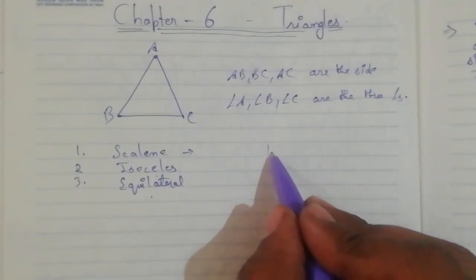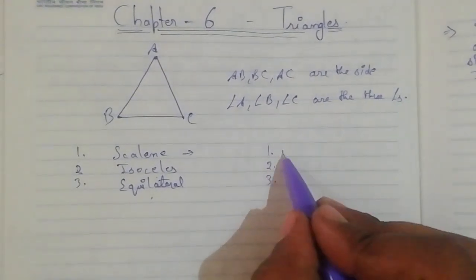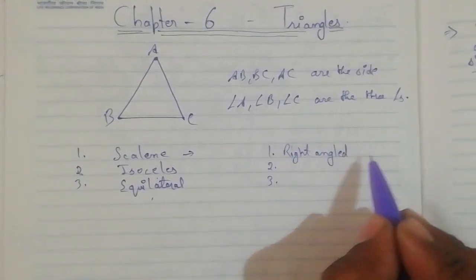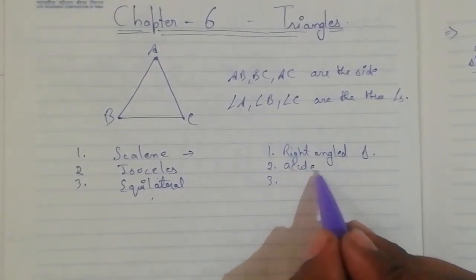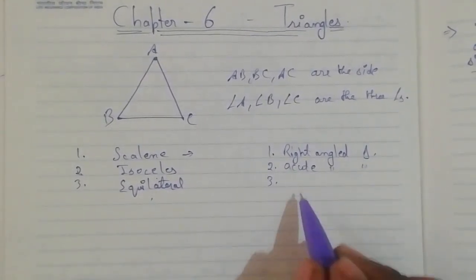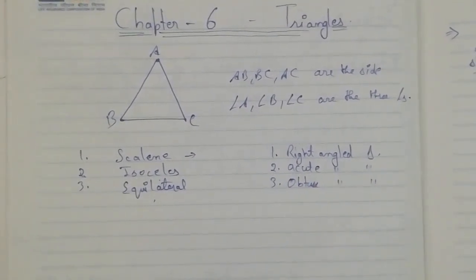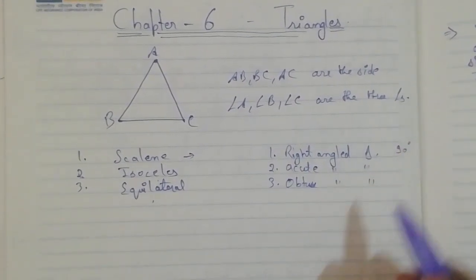Now on the basis of angles, the triangle is of three types. First one is right angled triangle. Second one is acute angled triangle, and third one is obtuse angled triangle. So in a right angled triangle, one angle must be 90 degrees.